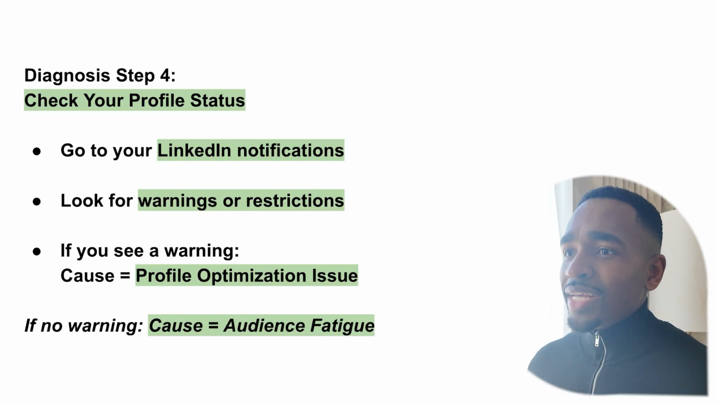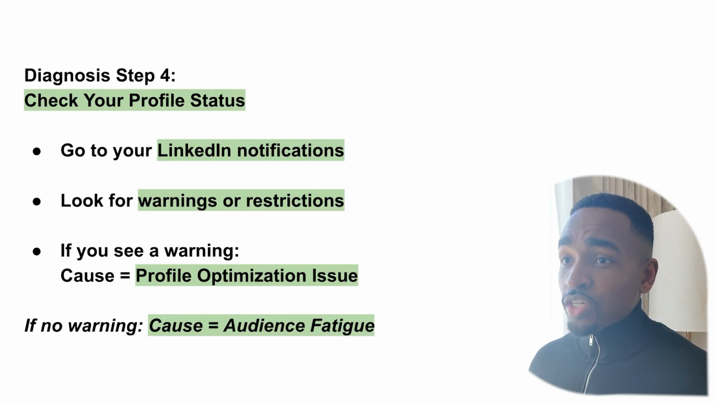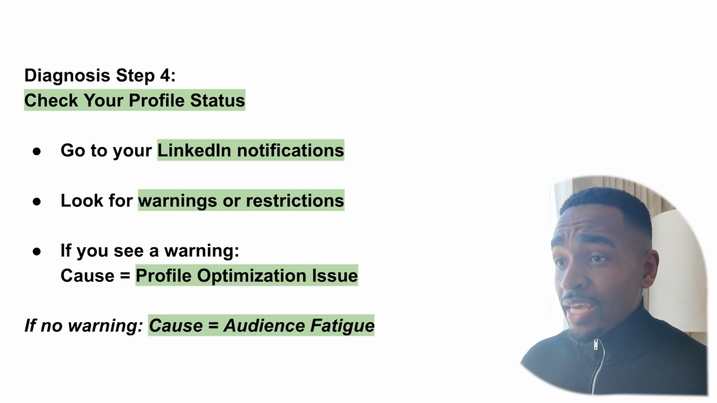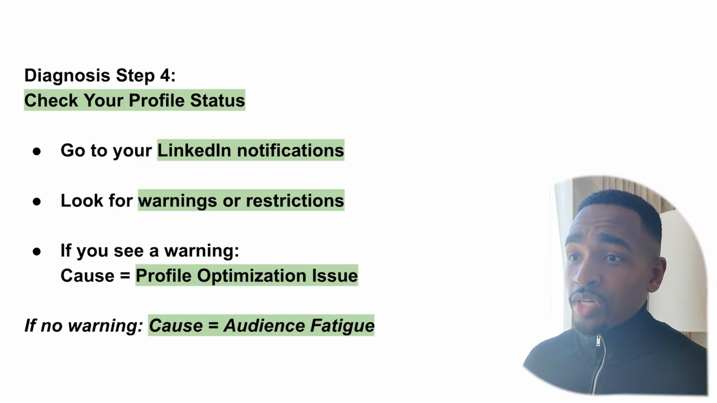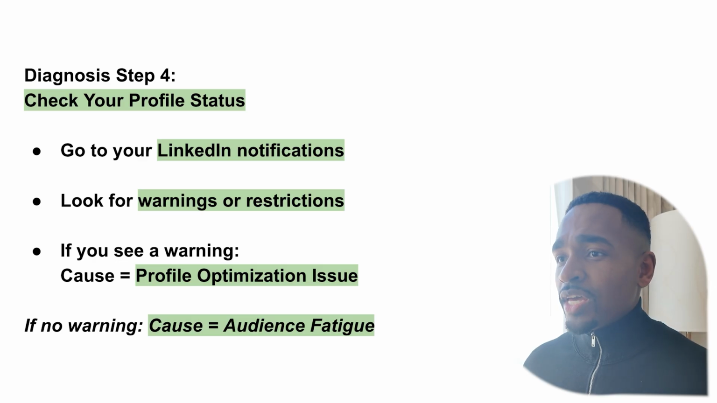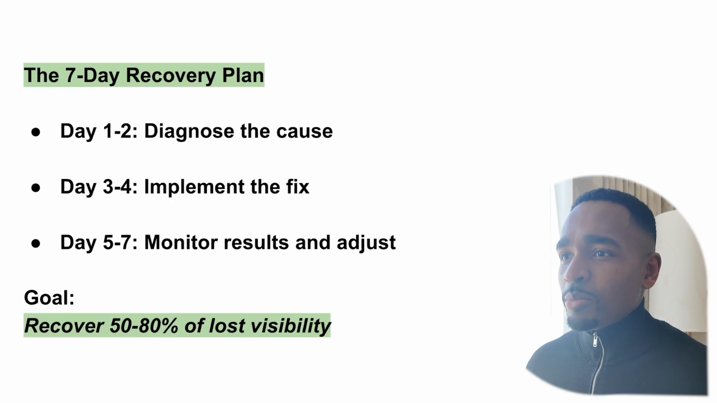And if there was no update, then you can move on to step 4, which is to check your profile status. So go to your LinkedIn notifications and look out for warnings or restrictions, because LinkedIn will notify you if your profile or content violated their terms. If you did see a warning, then the cause is probably a profile optimization issue, and your profile has been flagged or restricted, and you need to fix the violation and appeal if necessary. If there is no warning, then your cause is audience fatigue, and your audience might just be tired of this type of content that you're producing. So you need to come up with something that's a little bit more fresh.